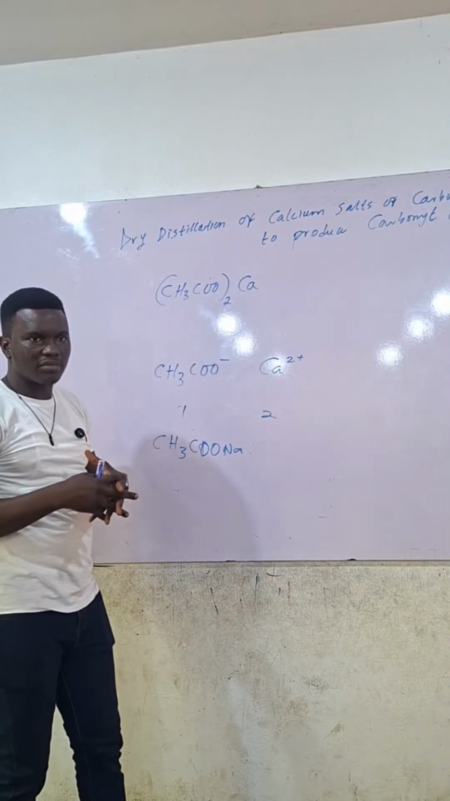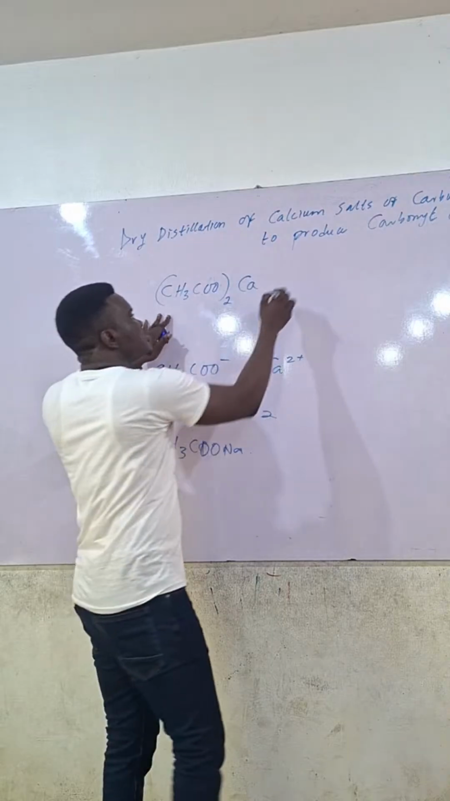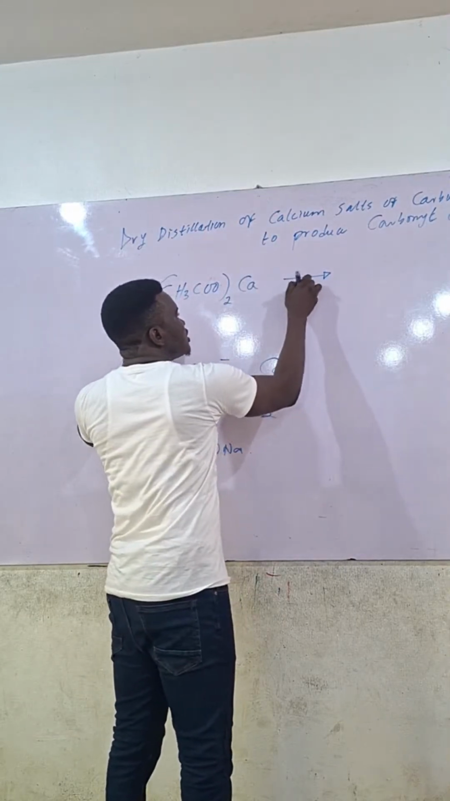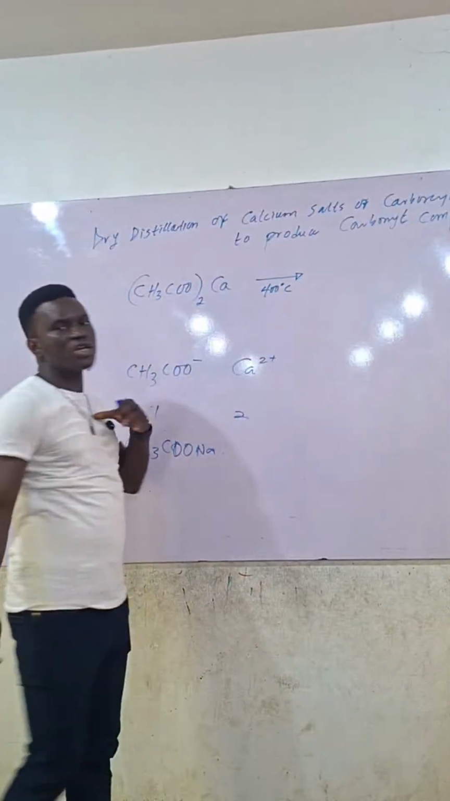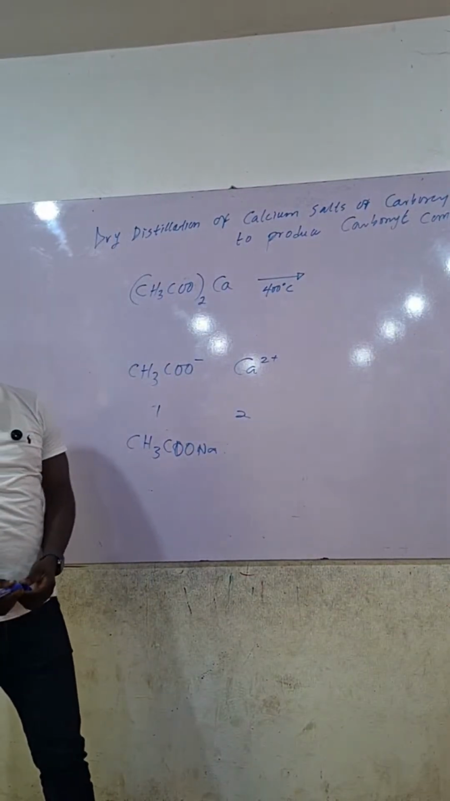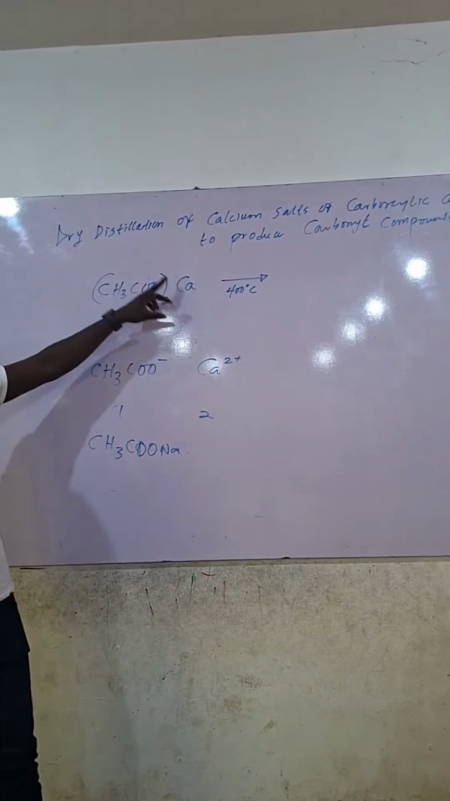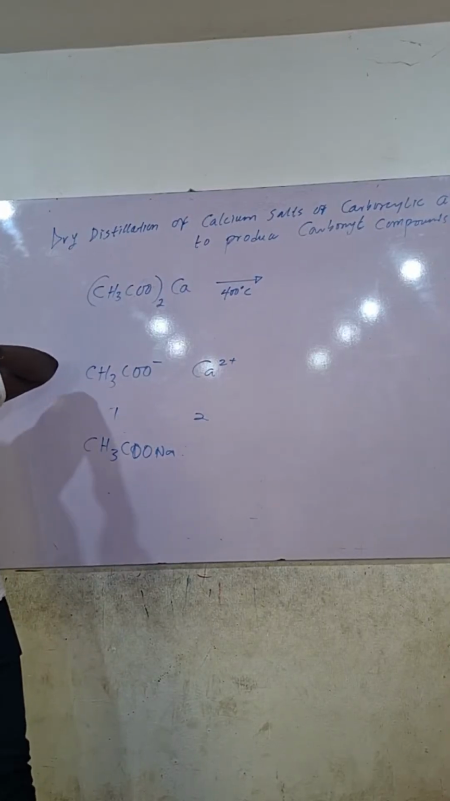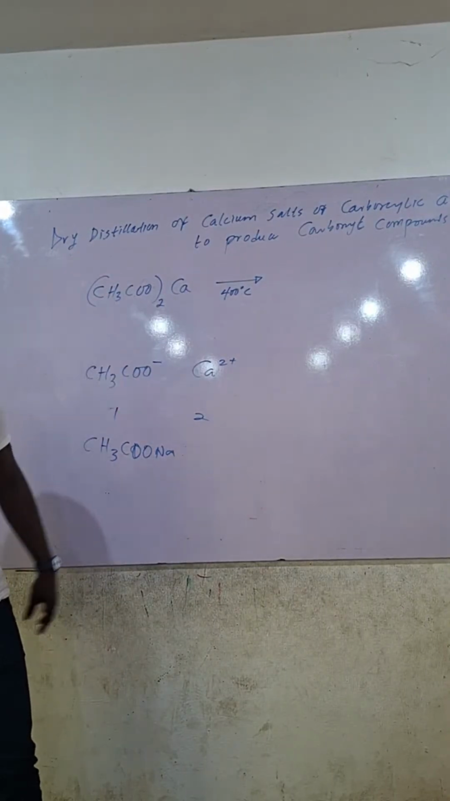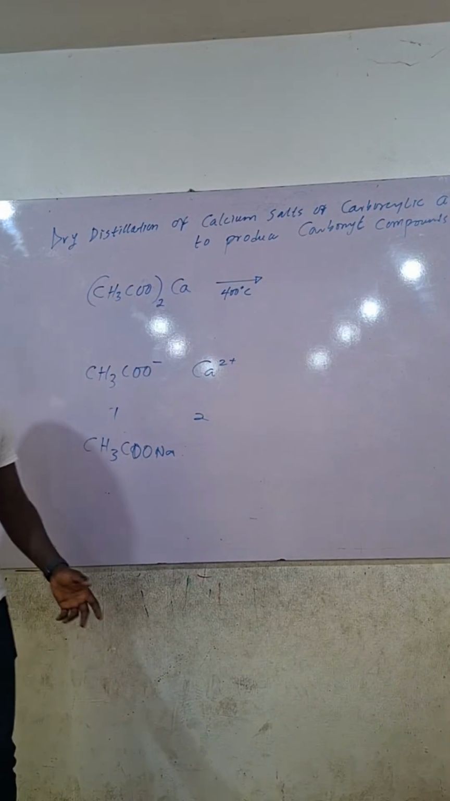But they can mix them. So they heat this compound at 400 degrees Celsius, and they say I should tell them the products we have. Sometimes when I look at it, I just guess. But I like doing it this way, so that you don't get confused.